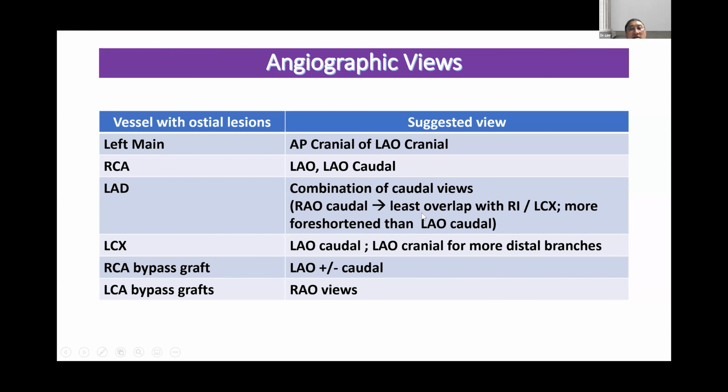RAO caudal, least overlap with ramus and circ, but more foreshortened than the LAO caudal. Circumflex artery, usually LAO caudal, but sometimes LAO cranial for more distal branches, especially for the dominant circumflex artery. Left coronary artery bypass graft, RAO views with slight cranial or caudal angulation, we need to separately determine.